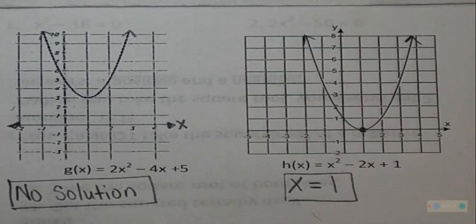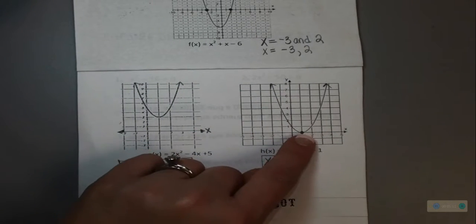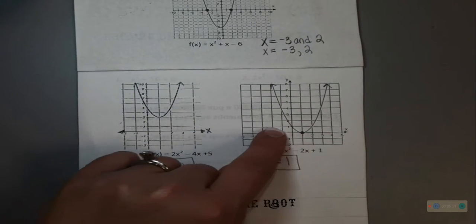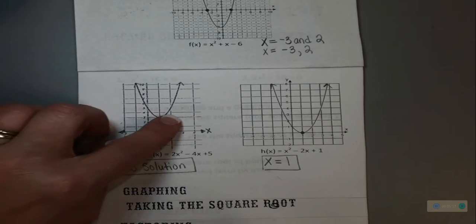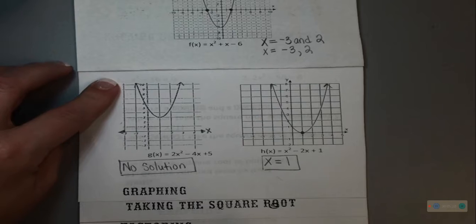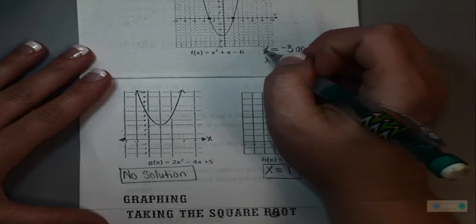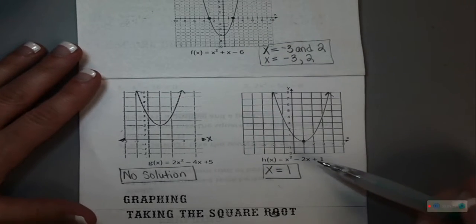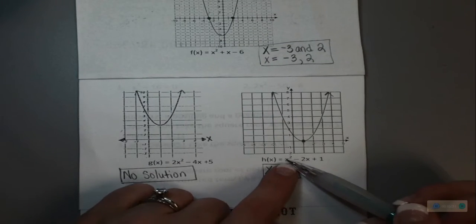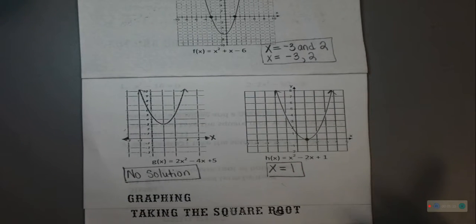So, you've seen with these three examples, you could have one solution if the vertex is sitting on the x-axis. You could have no solutions if it doesn't cross the x-axis. Or you could have two solutions. All right, now, the reason you write x equals is because that is the number that if you plug that in, the y value would equal 0, which means it's sitting on the x-axis.